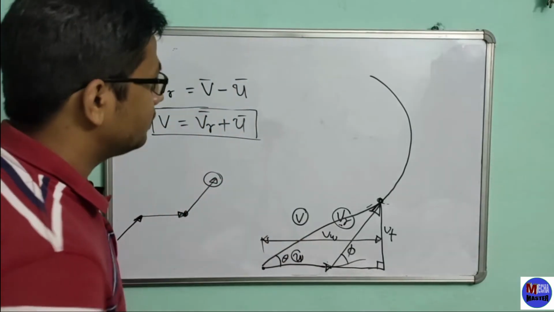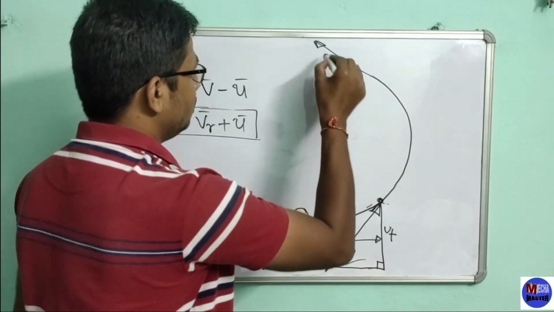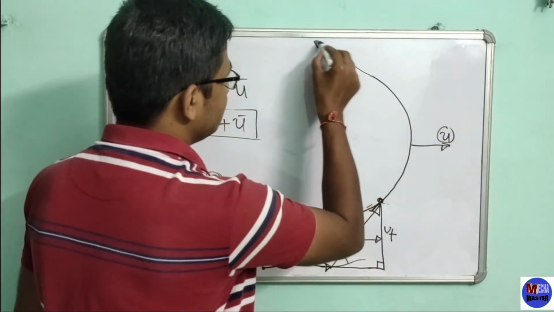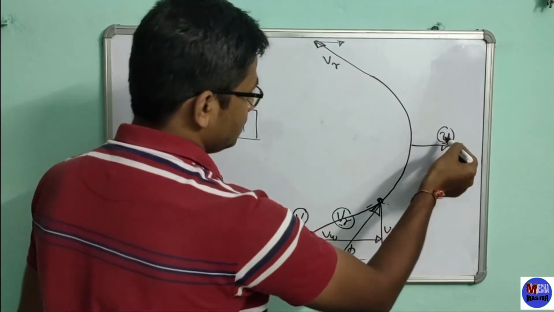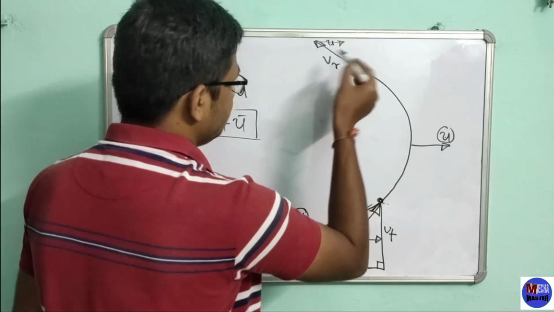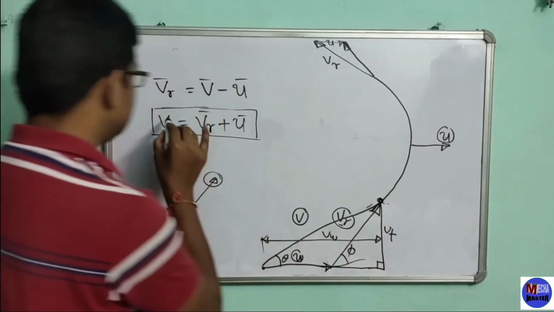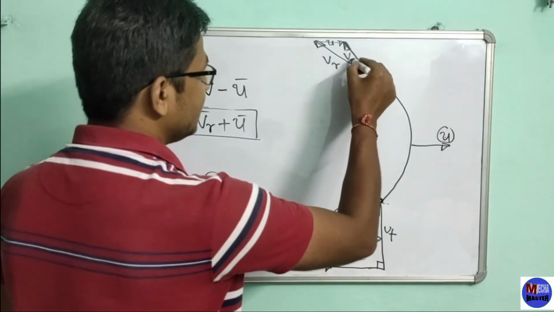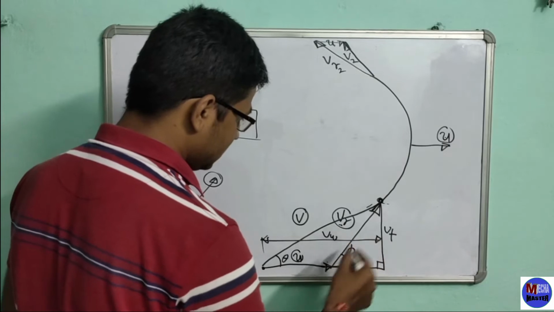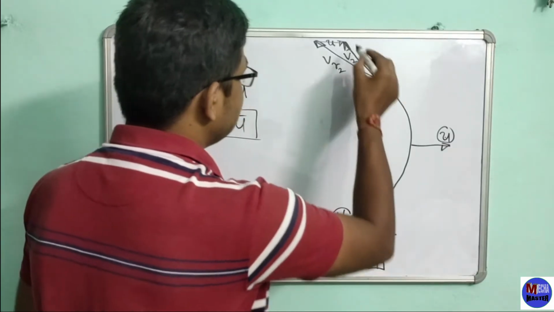Similarly, at the exit of the vane, this tangential velocity will be VR, and as we know that this is moving in that direction, so we have to add the vane velocity u here. If we take the resultant, this will be v at the exit. We can show v1 at the inlet, and v2 at the exit.